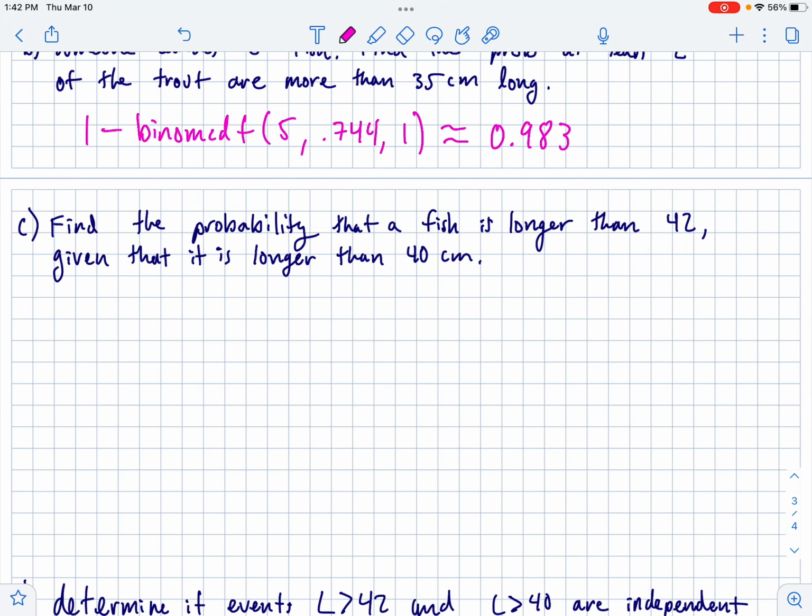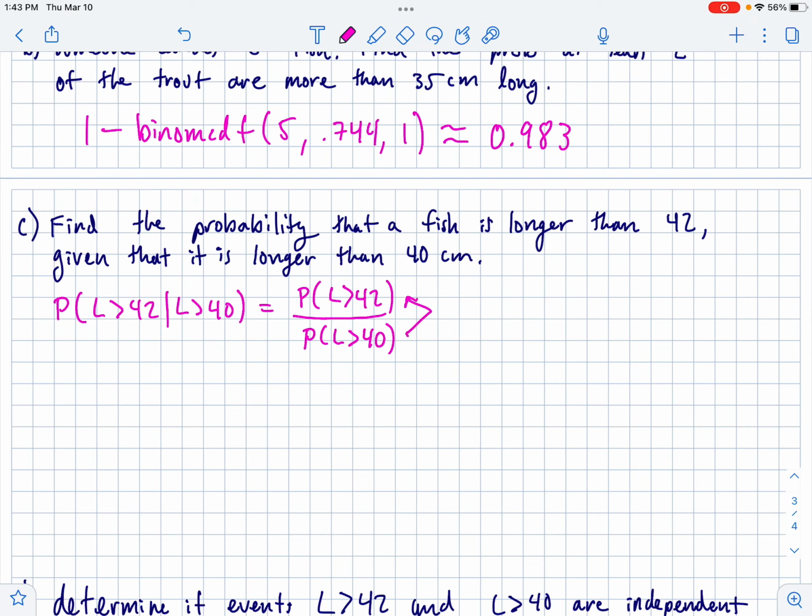The next part says, find the probability that a fish is longer than 42 centimeters, given that it is longer than 40. So we need to find the probability that L is bigger than 42, given that L is bigger than 40. From the given equation, you have to do the intersection of 40 and 42 on the top, but the intersection of more than 40 and more than 42 is just the probability of the fish being over 42. And that's going to be divided by the probability that the fish is over 40.